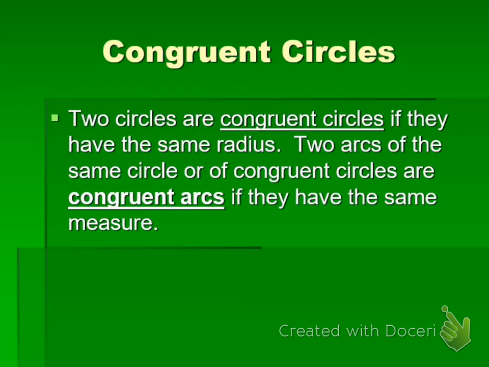Next up, we've got congruent circles. 2 circles are congruent circles if they have the same radius. 2 arcs of the same circle or of congruent circles are congruent arcs if they have the same measure. Congruent circles would have the same radius. Congruent arcs would have the same measure.